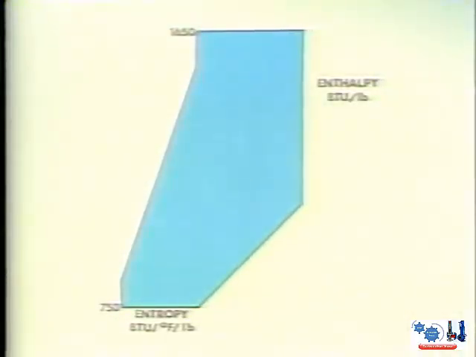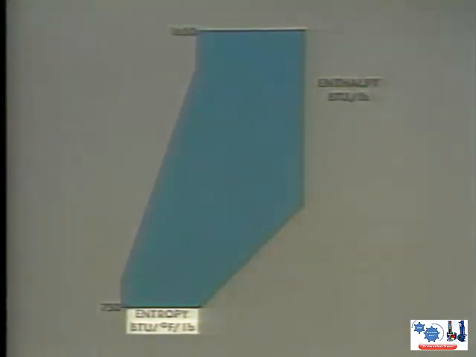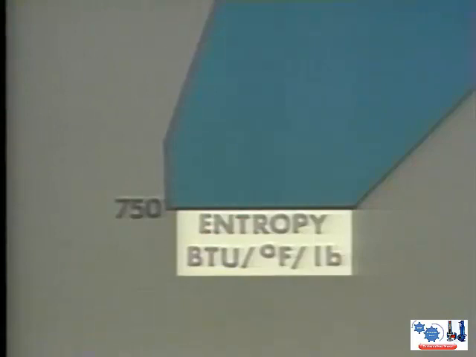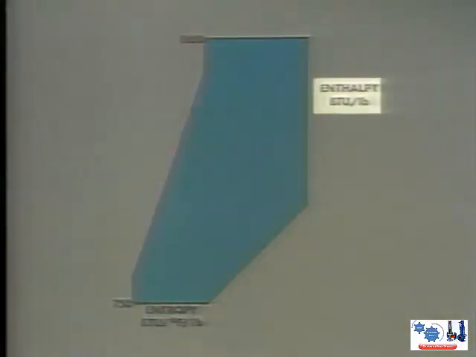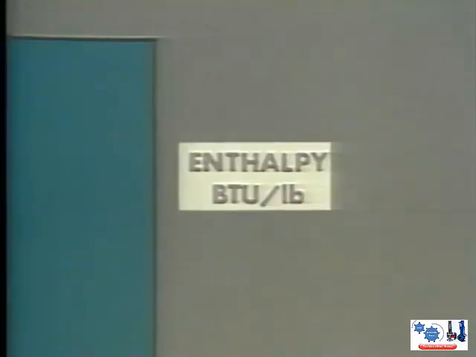To begin with, the Mollier diagram is a graph of entropy versus enthalpy. Entropy, as you know, is a calculated property used to evaluate the efficiency of a process. The units for entropy used on this diagram are BTUs per degree Fahrenheit per pound. Enthalpy is the heat content of the water or steam and is measured in BTUs per pound.